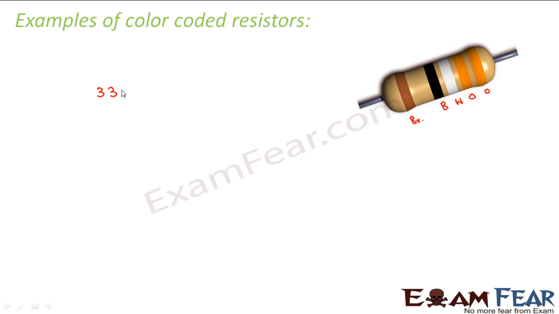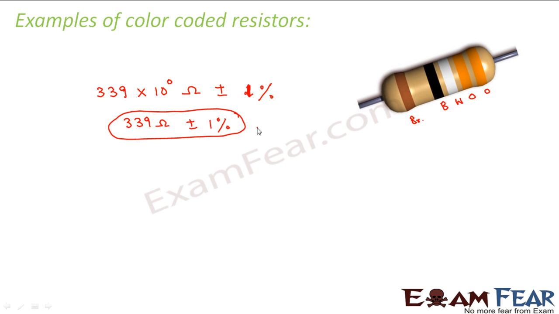The third band is white, which stands for 9, so it is 339 into 10 to the power black. What is black? Black is 0. So this much ohms plus minus, what is brown? Tolerance for brown is 2%. It is not 2%, it's 1%. So this becomes 339 ohms plus minus 1%. So this becomes your resistance. So this is how we calculate the resistance of color-coded carbon resistors.